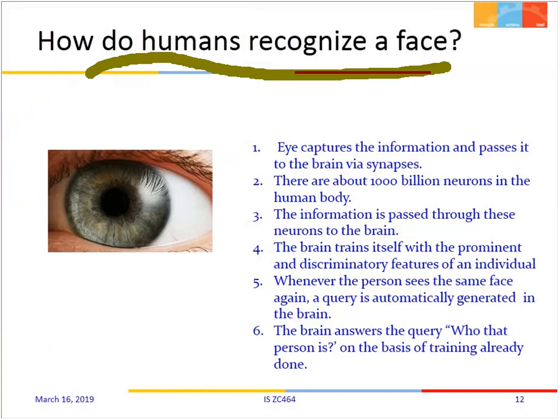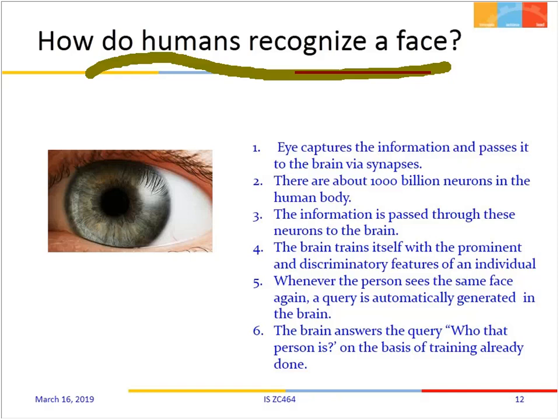As an example, if you have to identify how humans recognize a face, we have the information getting captured through the eye. The information passes to the brain via synapses. There are about 1,000 billion neurons in the human body. The information is passed through these neurons in the brain, right? The brain trains itself with the prominent and discriminatory features of an individual. You also learned in the previous discussions the distinguishing features which are important for understanding the object.